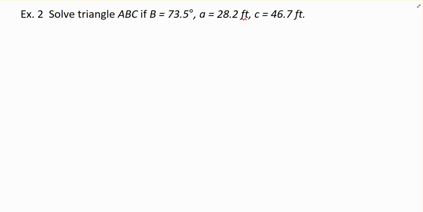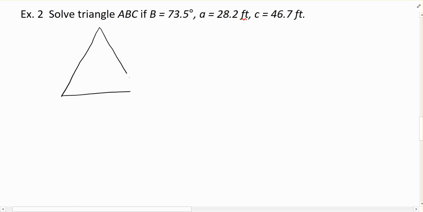Alright, so here we have another example that we want to solve. It says that I want to solve the triangle ABC if I'm given angle B as well as sides A and C. So the first thing you want to do if you're not given the triangle drawn for you is obviously draw the triangle.